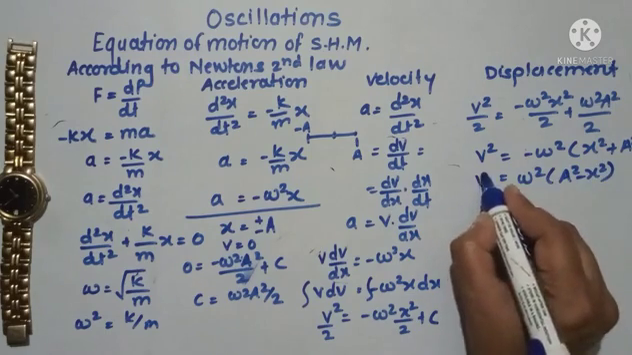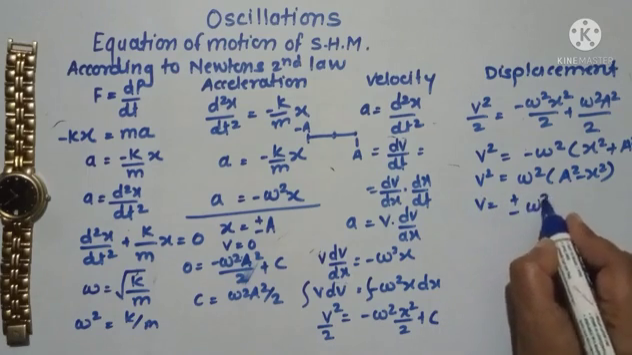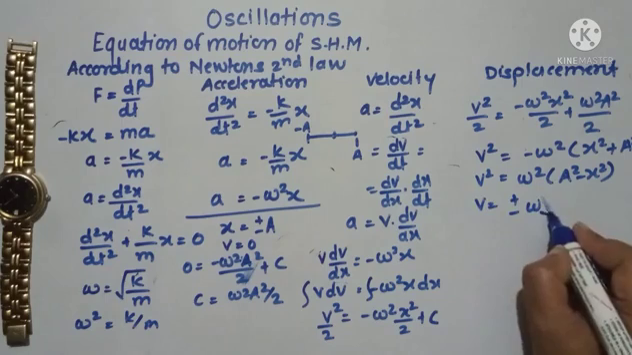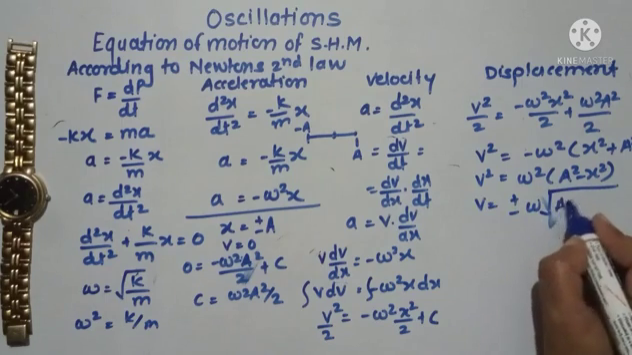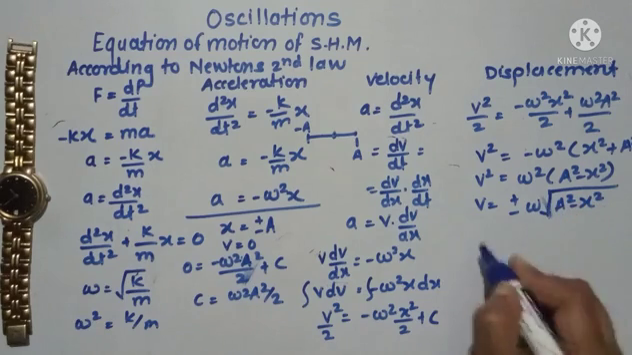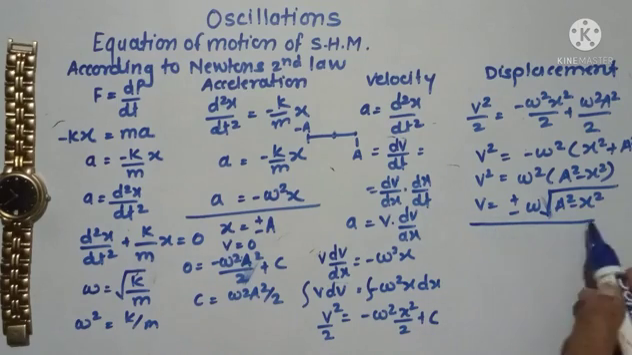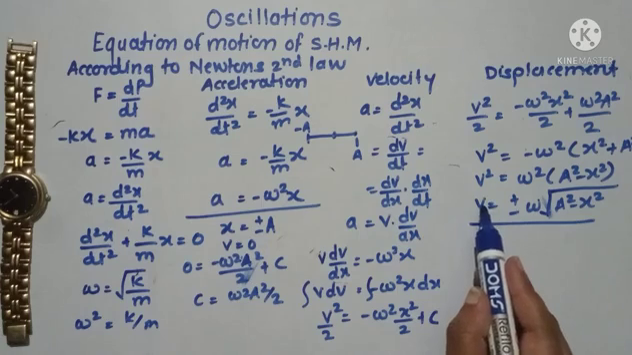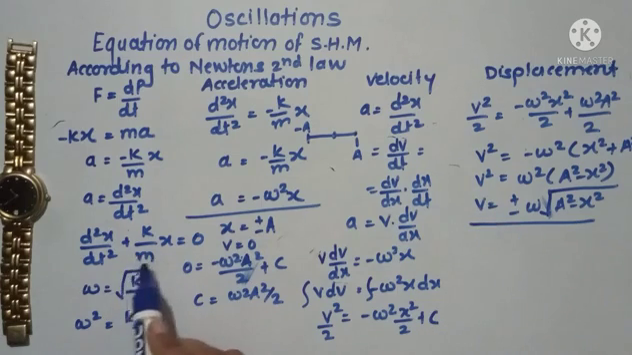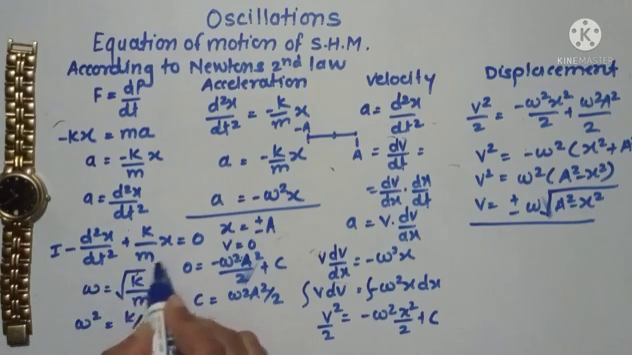So if I take the value of v, v will be plus minus omega root of a square minus x square. So this will be the value of v. From this equation we can see that this velocity can be calculated from the equation of the motion. So let me call this equation 1. So this is the equation of the motion.